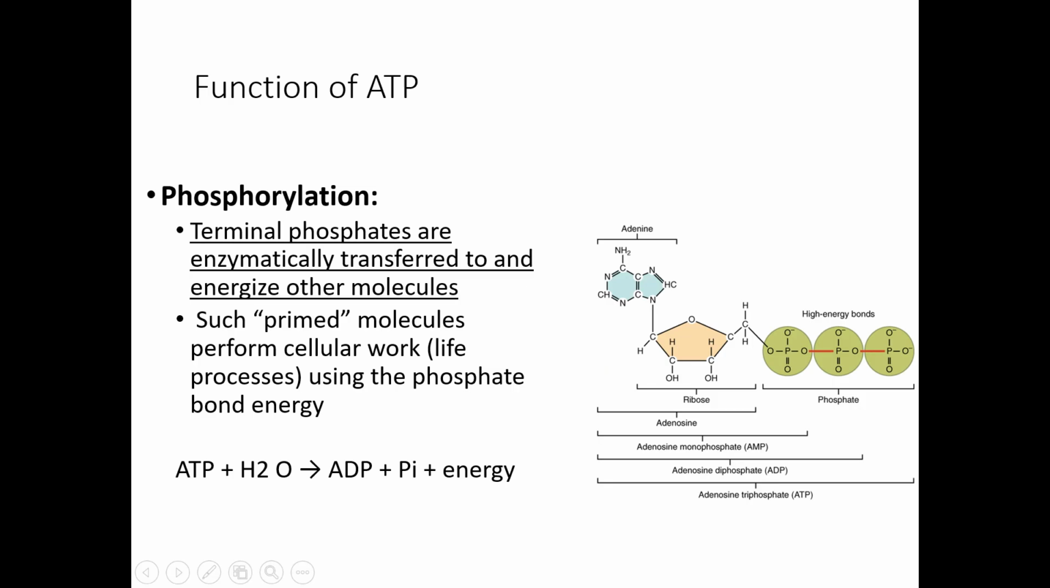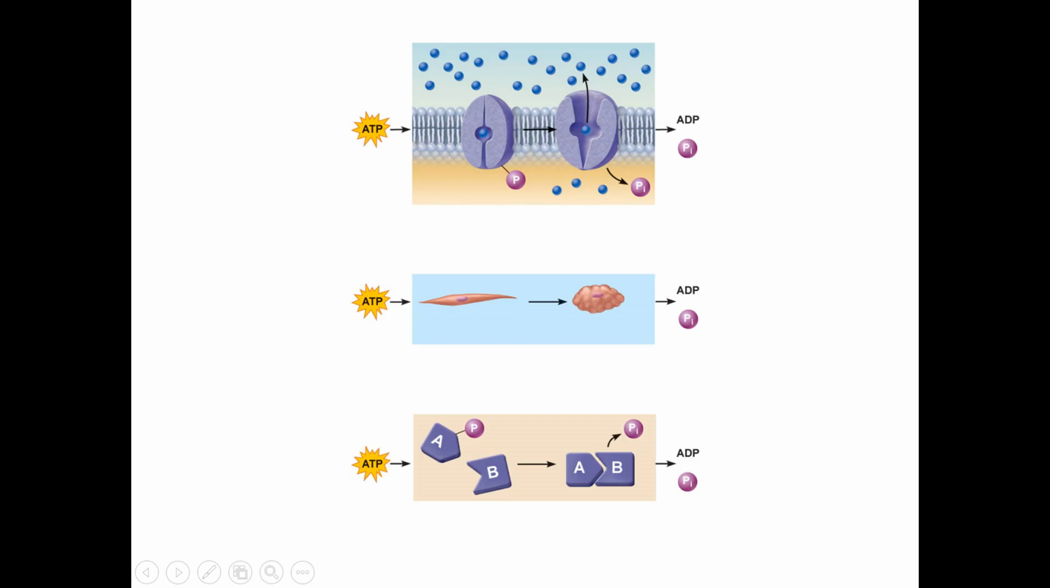That process when one of the phosphate groups is breaking away is called phosphorylation. So terminal phosphates, the last one right here, are enzymatically transferred. It means they are cut by enzymes, cut away, and energized are the molecules. So energy is used. So what type of work is energy needed for? Any types of cellular work or life processes. And right here you can see examples in this slide.